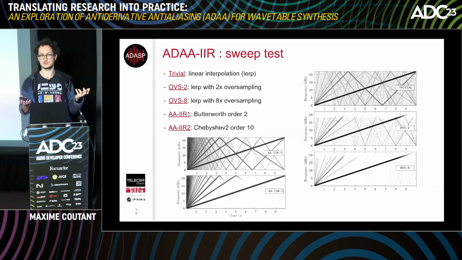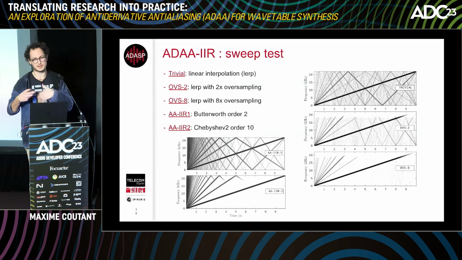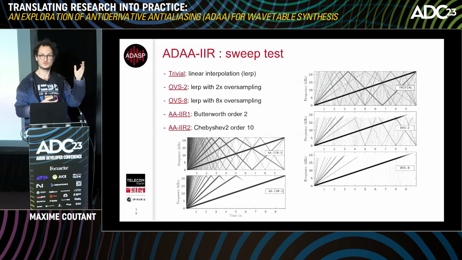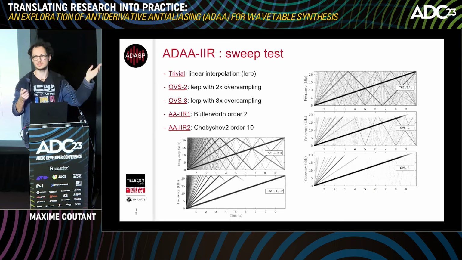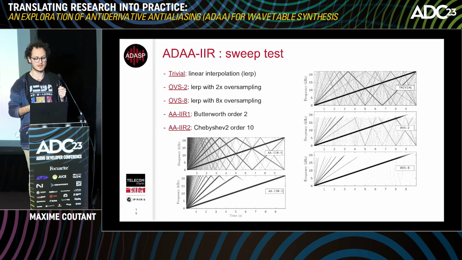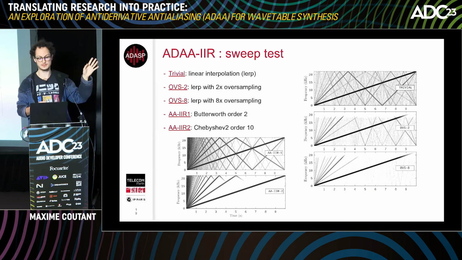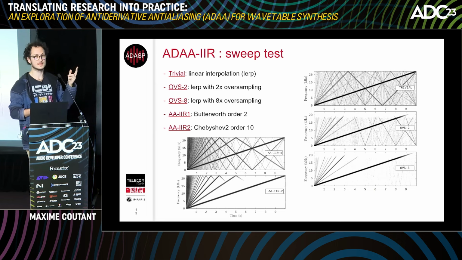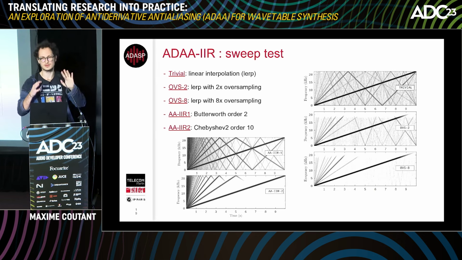Okay, so what are the results they present with such a thing? Because they had an implementation. So here is a sweep test they made with a waveform. We don't really care, it has stuff in it. And here we have 5 contenders. We have the trivial linear interpolation, or LERP for short, then LERP with 2 times oversampling, LERP with 8 times oversampling, then the version 1 of the algorithm, we'll call it version 1, using a Butterworth filter of order 2, and a version 2 using a Chebyshev type 2 filter of order 10. So it has a really steep roll-off.